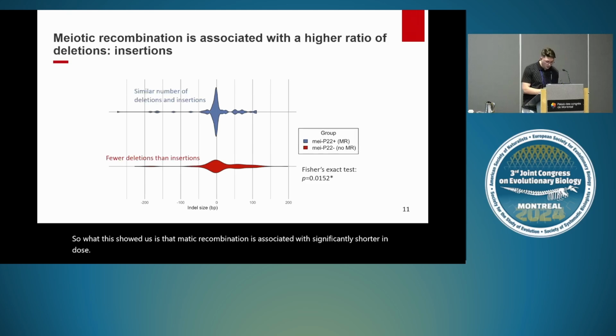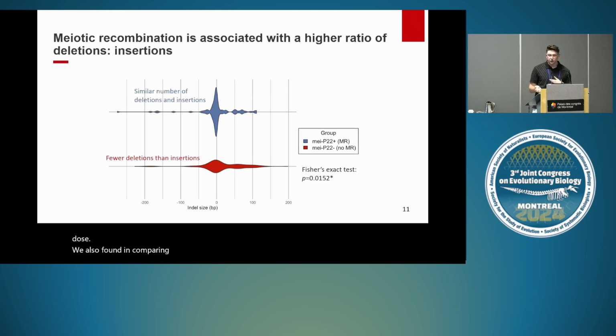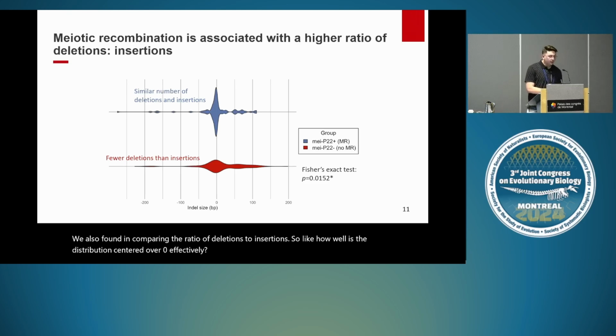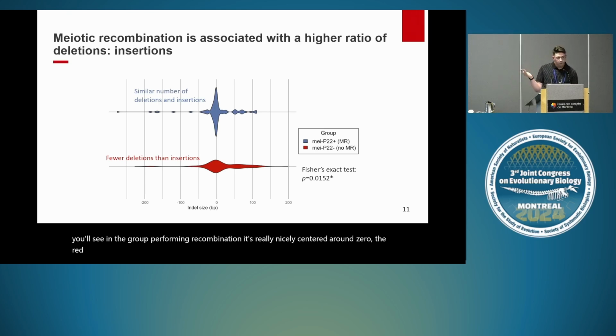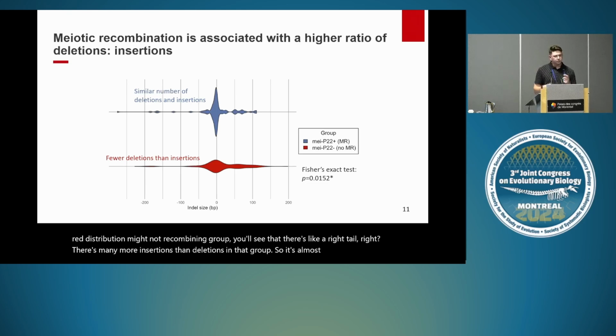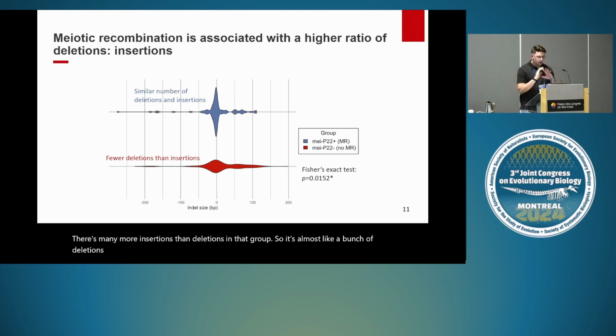We also found, when comparing the ratio of deletions to insertions, so how well that distribution is centered over 0, that meiotic recombination is associated with a higher ratio of deletions to insertions. You'll see in the group performing recombination, it's really nicely centered around 0. The red distribution, my not recombining group, you'll see that there's a right tail. There's many more insertions than deletions in that group. So there's almost like a bunch of deletions missing. So these are all preliminary results.